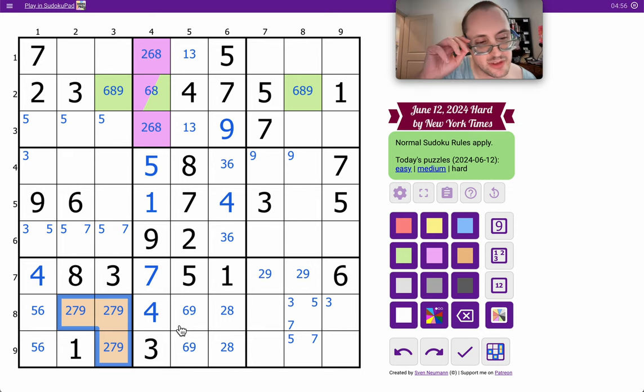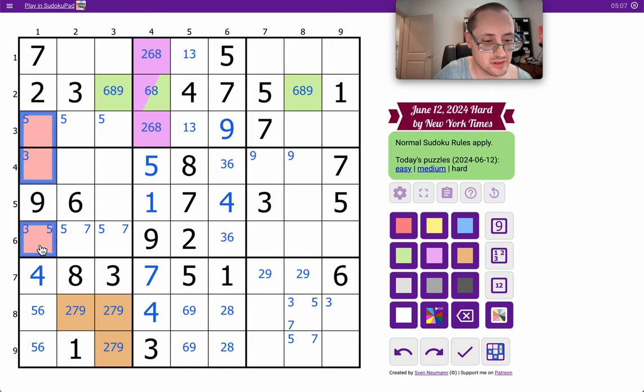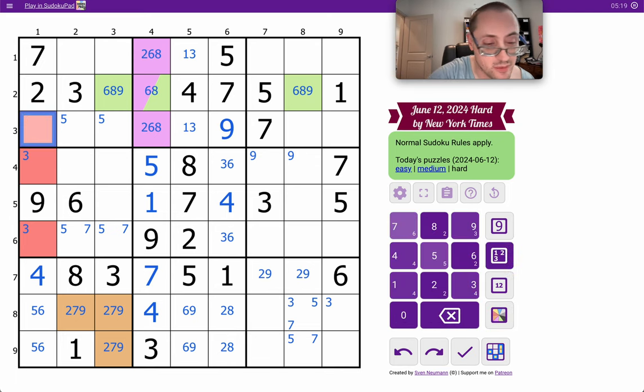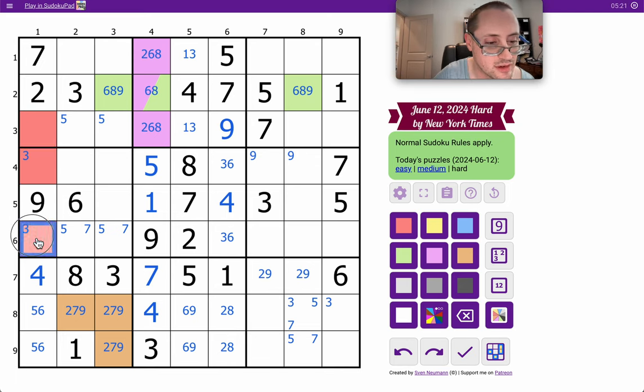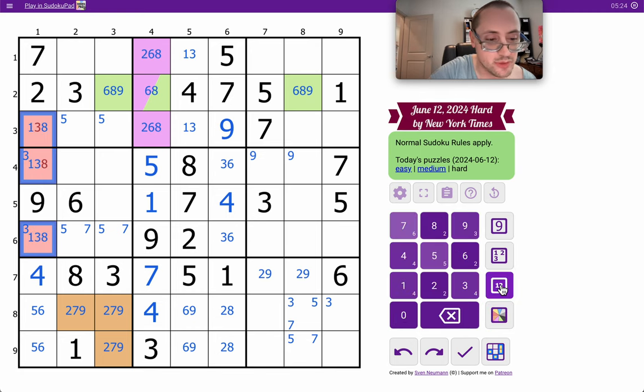So I have 2, 4, 5, 6, 7, 9. I need 1, 3, 8. For these red cells. Whoops, I meant to put this one as a 5. This can't be 5 either. We know now that's not 5. The red cells are 1, 3, 8. Which do not immediately resolve themselves.